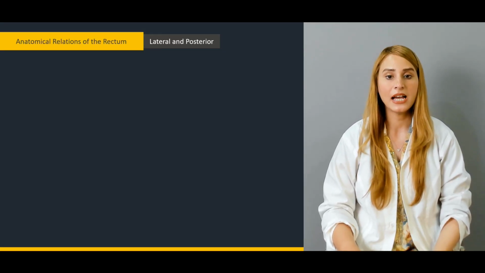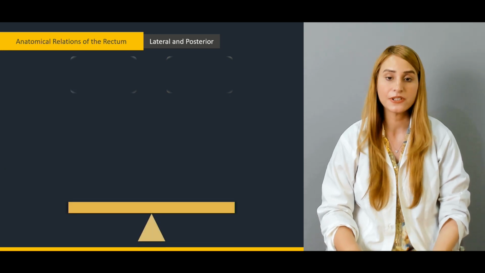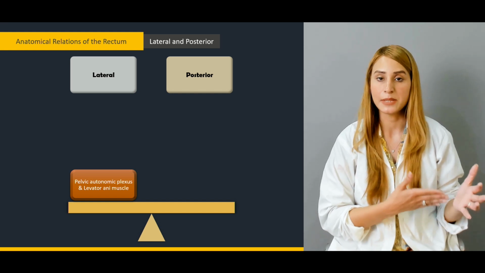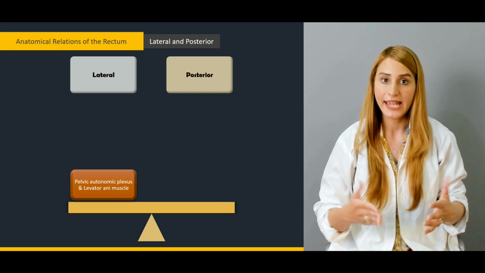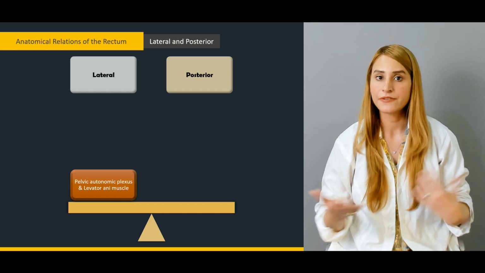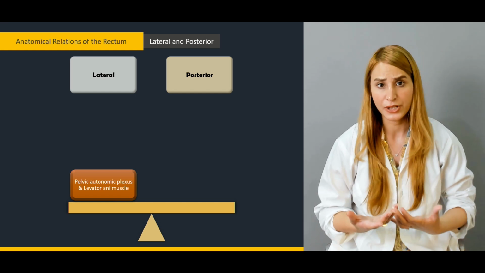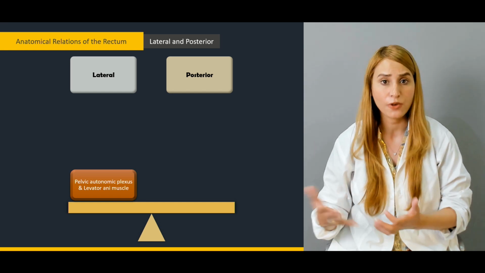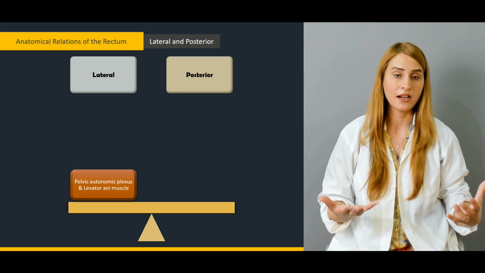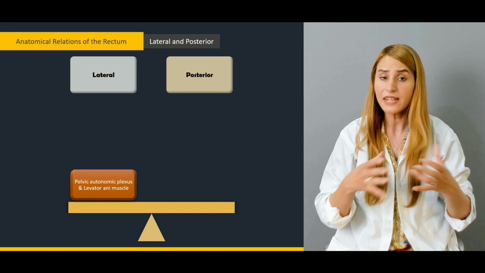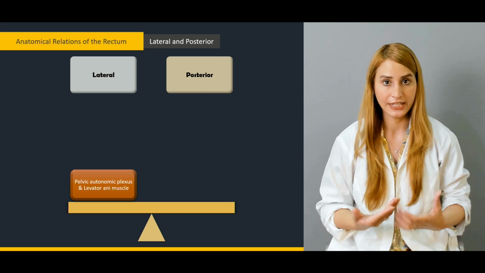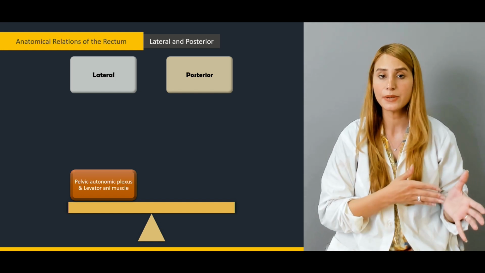If we talk about the lateral and the posterior relationships of the rectum, laterally we have the pelvic autonomic plexus and the levator ani muscle. We all know that the anatomy of the anal canal is a very complex structure. We have the ischiorectal fossa there, and other musculature like the levator ani and the puborectalis. We have a perineal body located in the center, and we have the internal and the external anal sphincter. But we are particularly talking about the rectum.